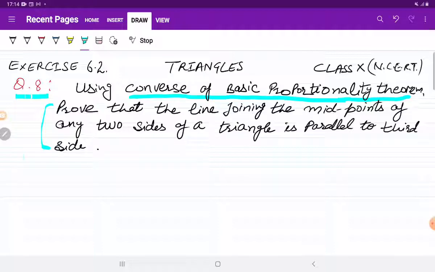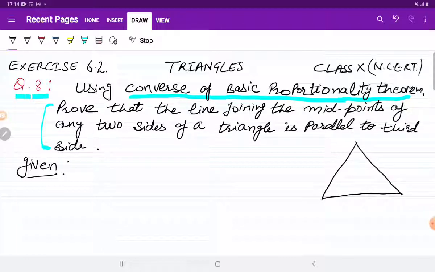In this, what is the given? Okay, we'll write the given first. The diagram is not given, so we'll draw it with the help of the statement. Prove that the line joining the midpoint of any two sides of a triangle. So your triangle is given. If we read the statement carefully, we can draw easily. Nothing is difficult. So here we are given triangle ABC.